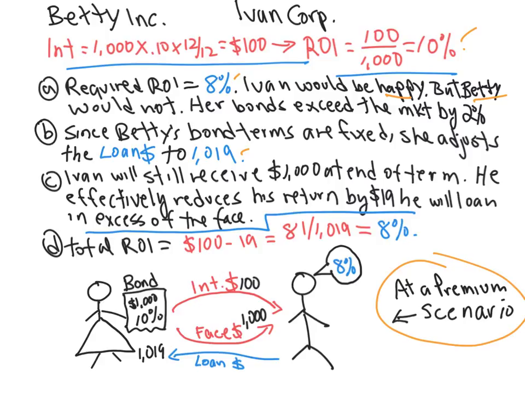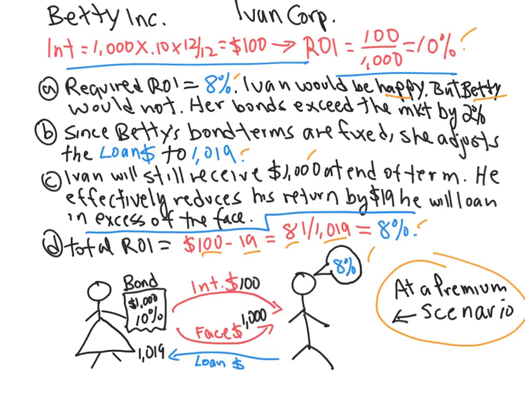And at the end of the life of the bond, Ivan still gets $1,000, even though he loaned us 1,019. Well, that differential, $19, actually goes against his initial return from the interest payments of $100. So the overall return will be only 81. If you divide by the 1,019, that's how you prove that it will be 8%. And that will be what the market rate is.